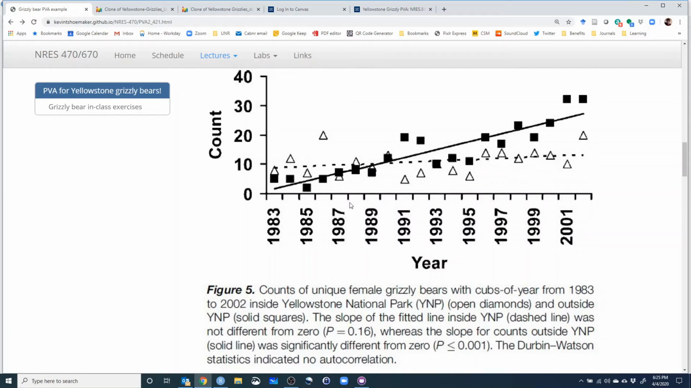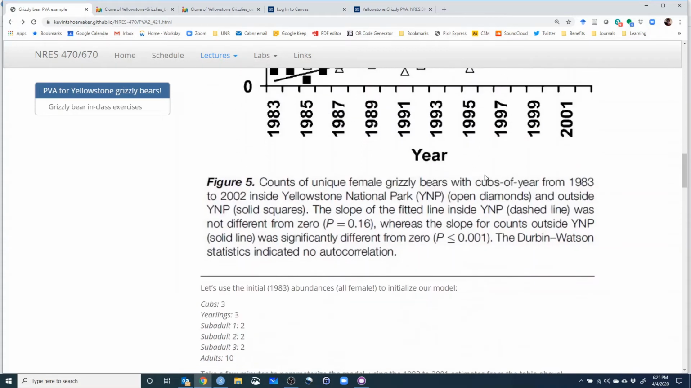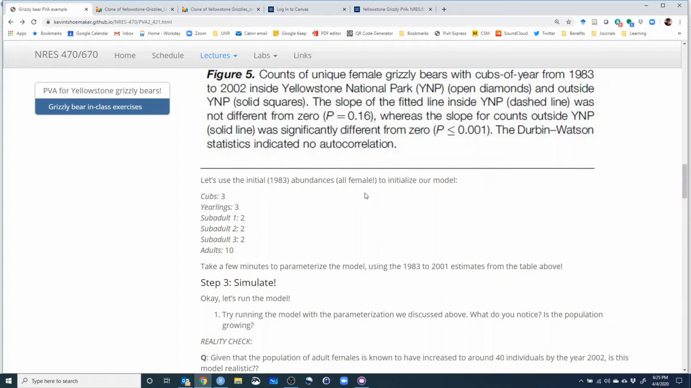And so in 1983, you can see the abundance was approximately 12, 13 or something like that. And then by 2001, 2002, 2003, the abundance was more like 50 or 60 or something like that, total in the greater Yellowstone area. All right. So let's just take 1983 for now, and let's initialize our population to 1983 abundances.